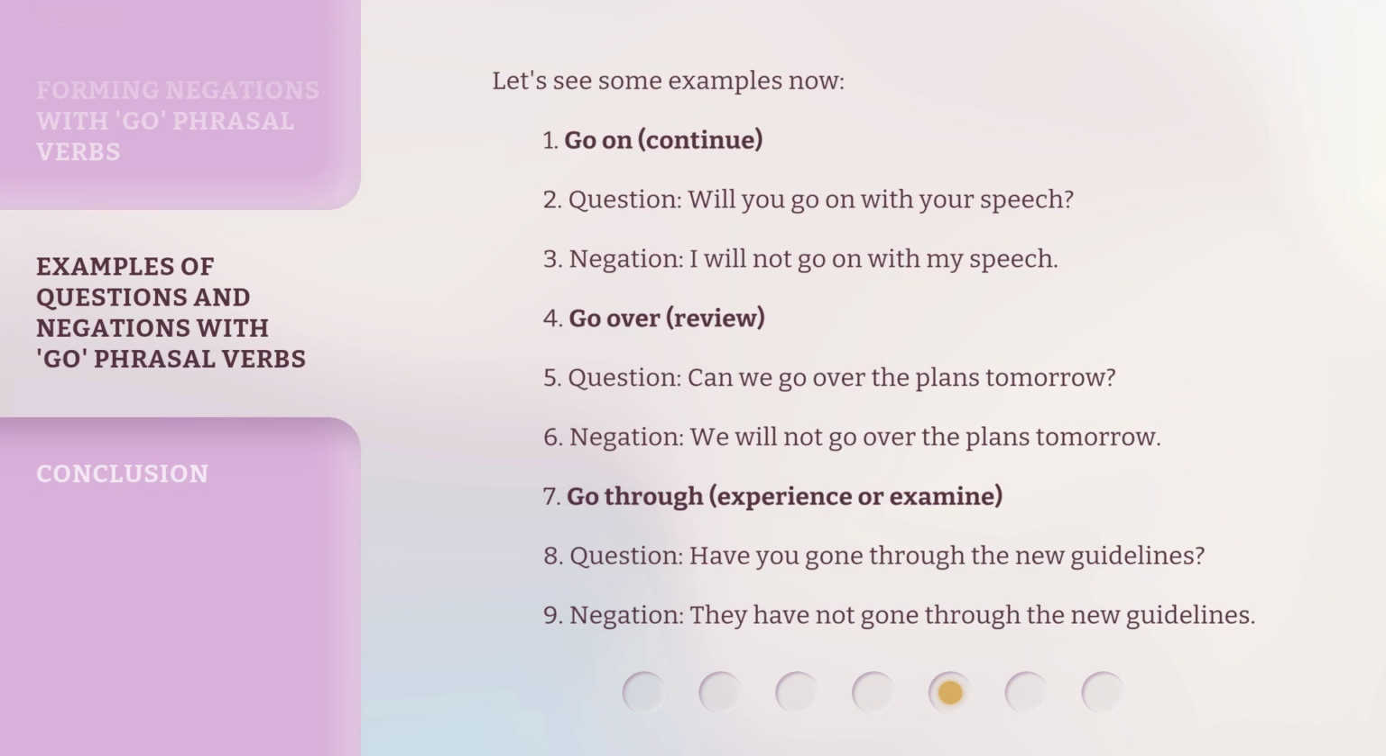Let's see some examples now. 1. Go on, continue. 2. Question. Will you go on with your speech? 3. Negation. I will not go on with my speech. 4. Go over, review. 5. Question. Can we go over the plans tomorrow? 6. Negation. We will not go over the plans tomorrow.